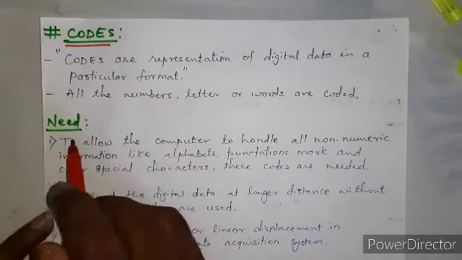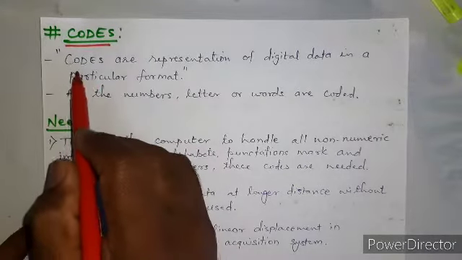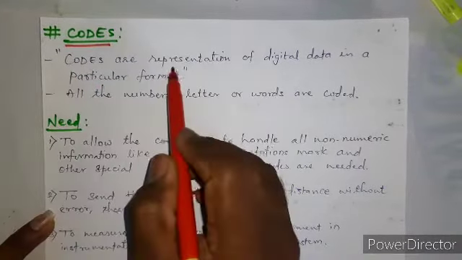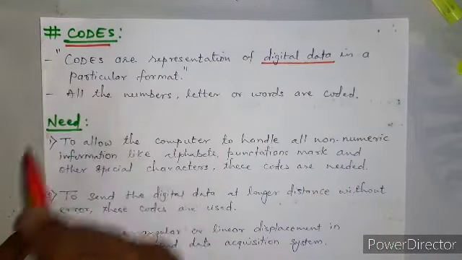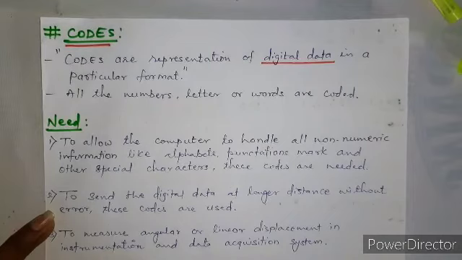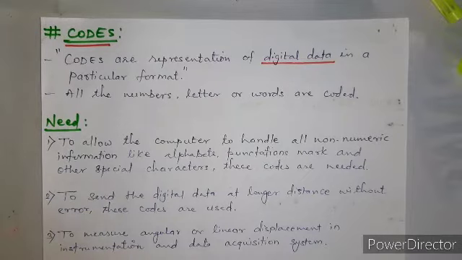So this is what is written here. I'm just reading this. Codes are a representation of digital data in a particular format. In some format they are represented, right? And just by studying that particular code we can identify that the data is available in so and so codes.